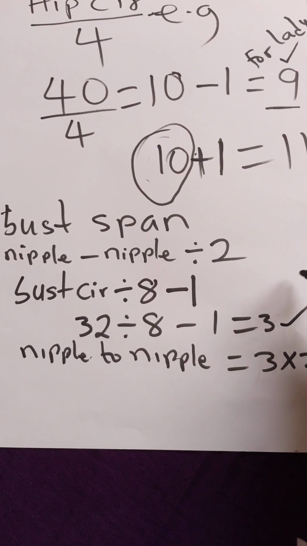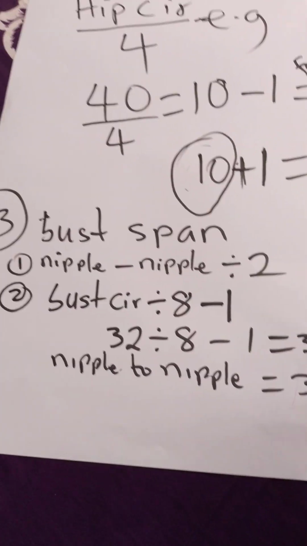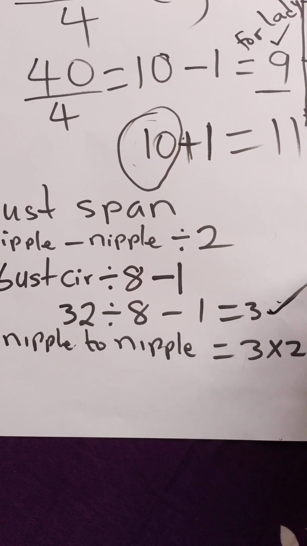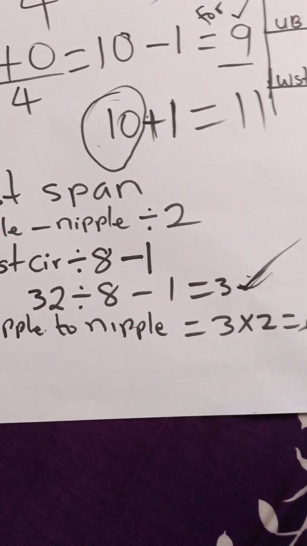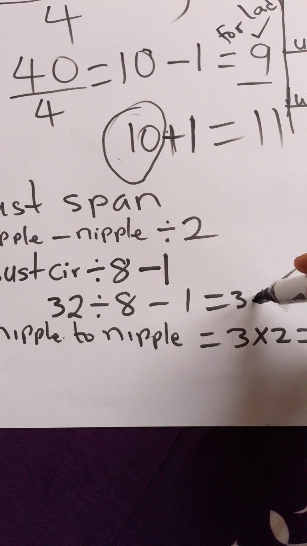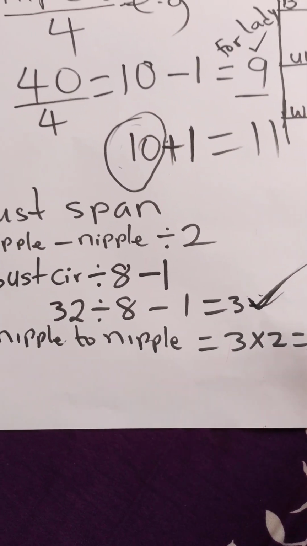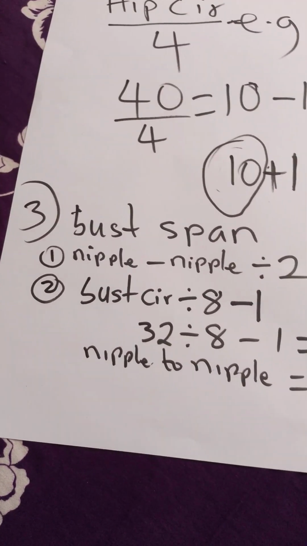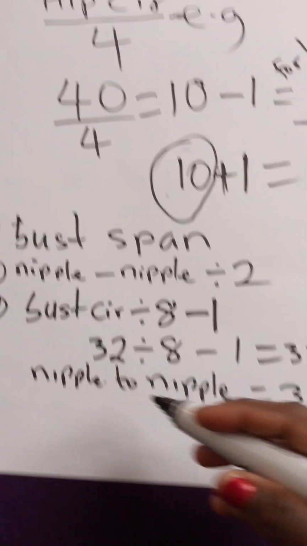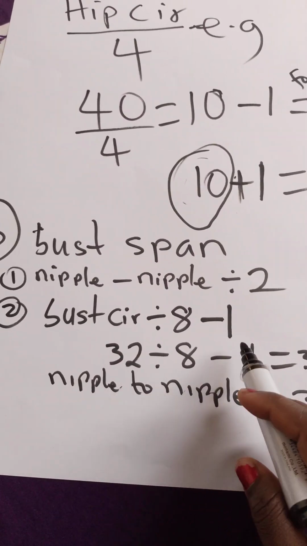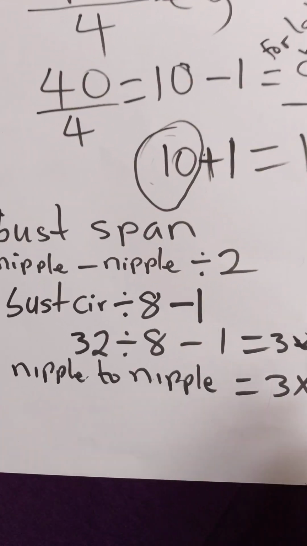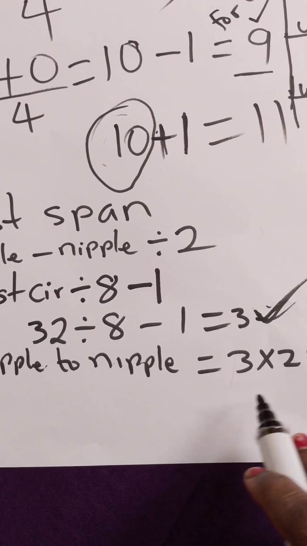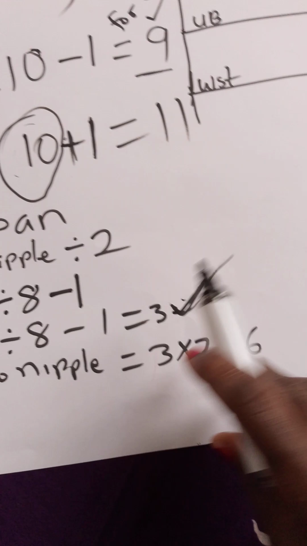You can use this when you want to get that on clothes. This is what you use. You consider where your dart points will be. Your dart will fall on the line. This is what you use to consider it. So nipple to nipple, from this formula, if you want to reverse back to nipple, it's simply your bust span times 2, which is 3 times 2, giving us 6.